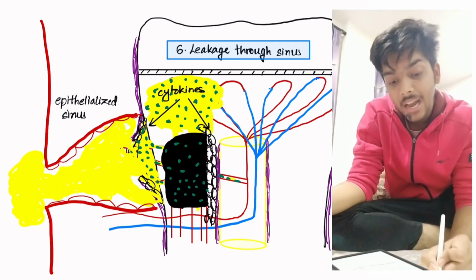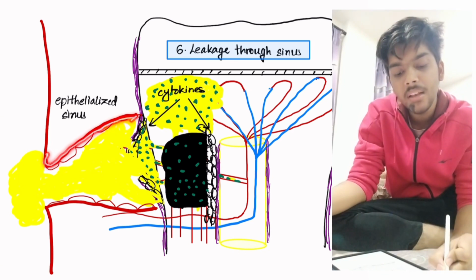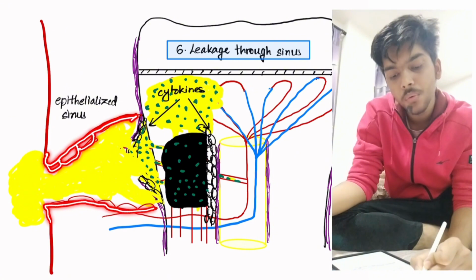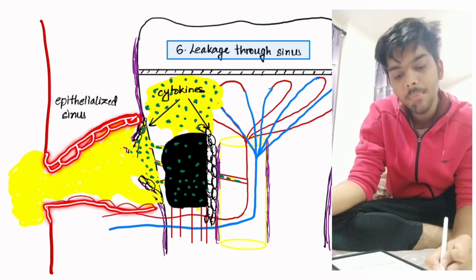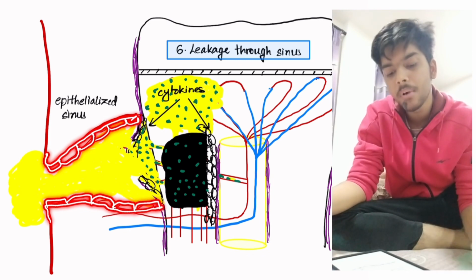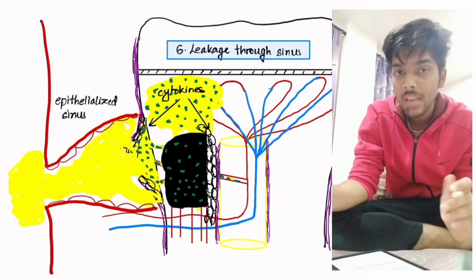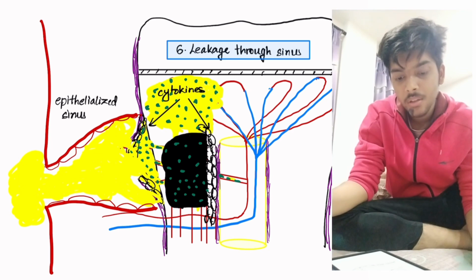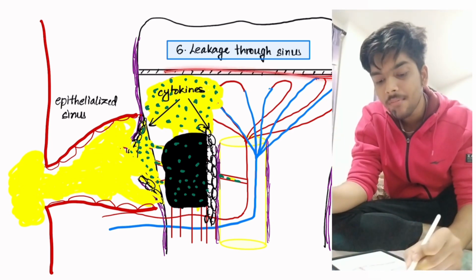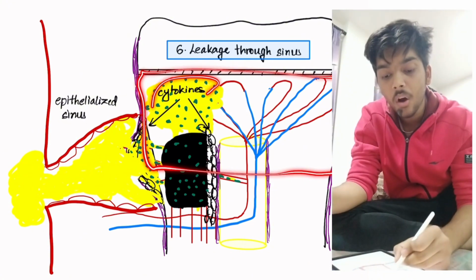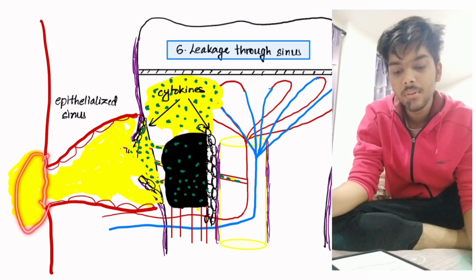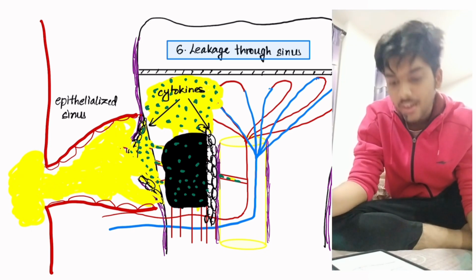Later on, the sinus gets epithelialized, that is, internally lined by epithelial tissue. Once it gets internally lined by epithelial tissue, it becomes permanent. That means now it stays as it is. So the pus that developed inside the metaphysis of the bone has come to a point outside the skin. That much it has proliferated.